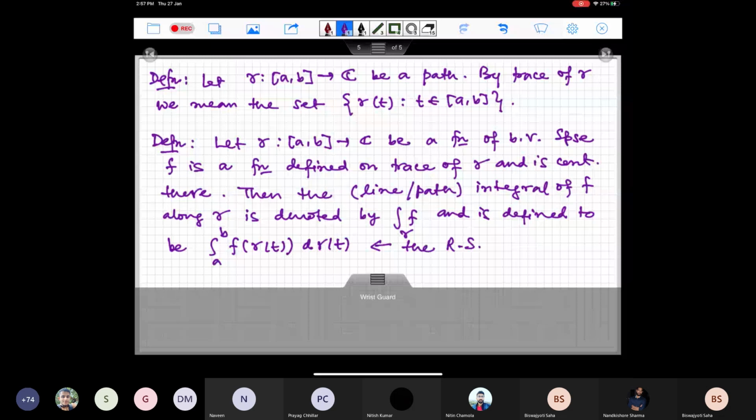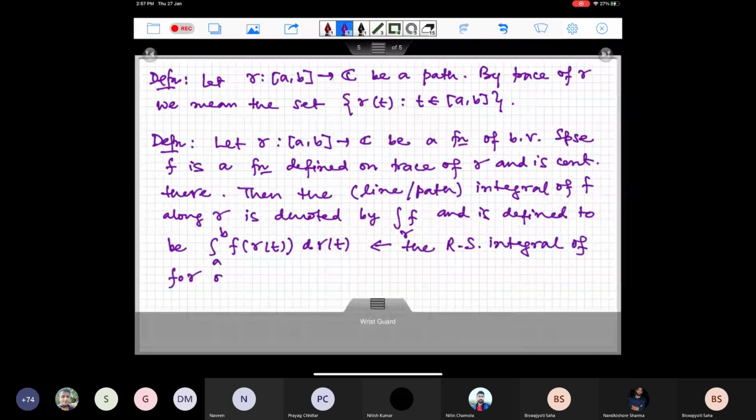The Riemann Stieltjes integral of f composed gamma on gamma. That is what we are going to take here, because my function f itself is defined on gamma t. It's no longer defined on a closed interval AB. I already told you that in complex analysis, we are going to take functions which are defined on subsets of C. So there is no reason why there will be an interval and things like that.